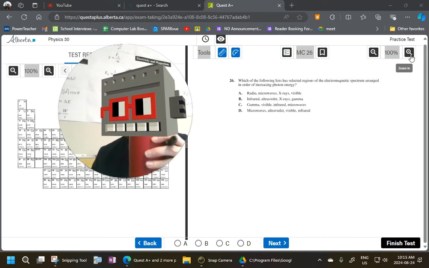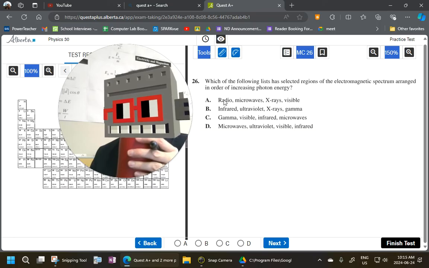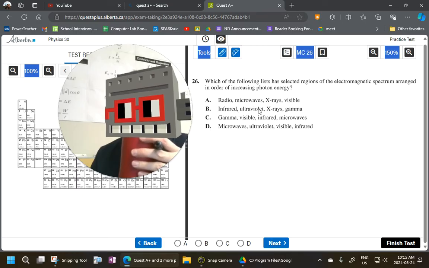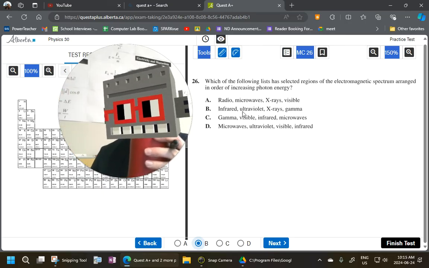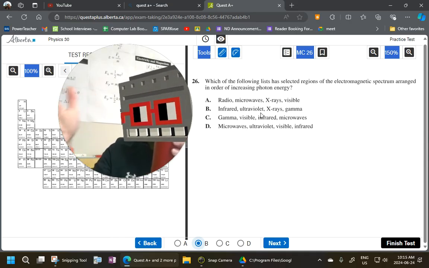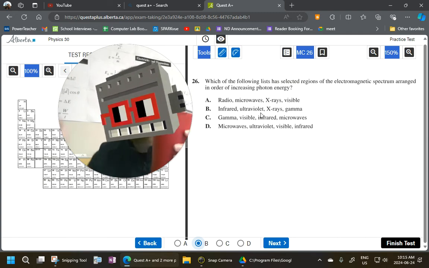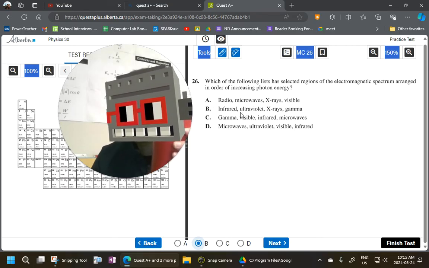Which is the right range to increasing, so lower to higher. No, not the first one. Yeah, the second one sounds good. Gamma's too high, microwaves, ultraviolet, visible. Those are kind of all over the place here. Microwaves and infrared would be on the same side. So yeah, it's going to be this one here. Remember, it goes radio, infrared, visible, ultraviolet, X-ray, gamma. Well, microwaves in there too, but back at radio, microwave, infrared. They didn't put visible in here, but visible would be between infrared and ultraviolet there. Good.